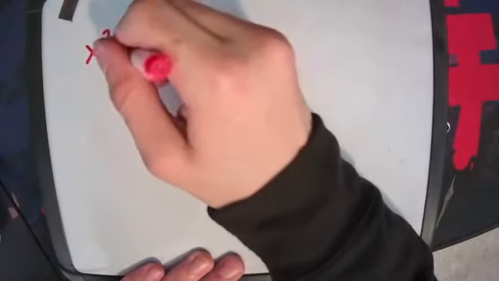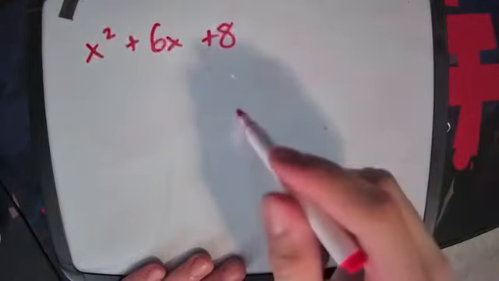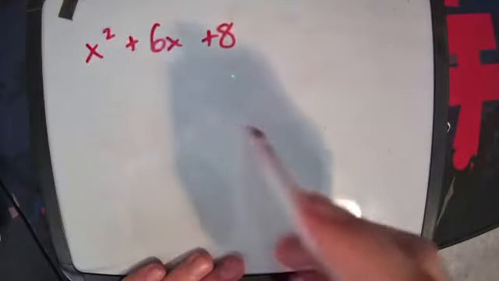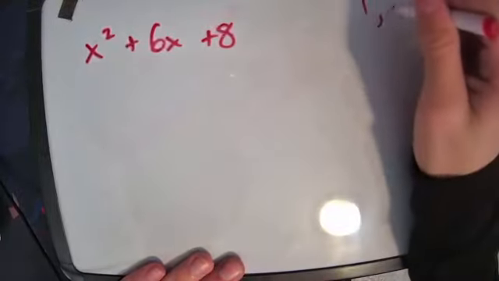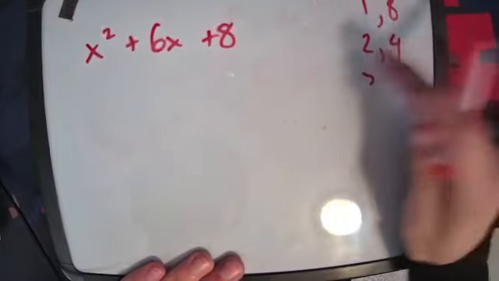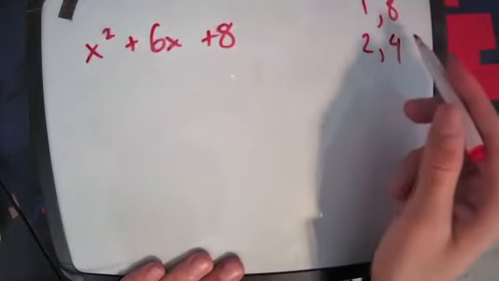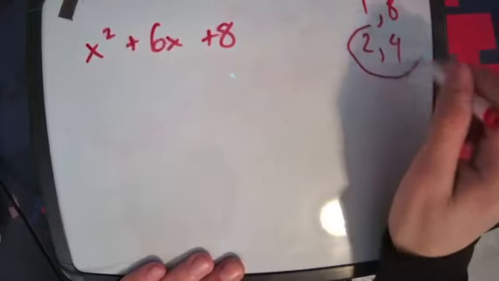For our first example, we have x squared plus 6x plus 8. An easy way to find a proper pair of numbers that add up to b and multiply to c is to list out all of the factors of c. So you have 1 and 8, 2 and 4, and that's it. Clearly, 1 and 8 add up to 9, so that can't be it. But 2 and 4 add up to 6, so this is our pair of numbers.